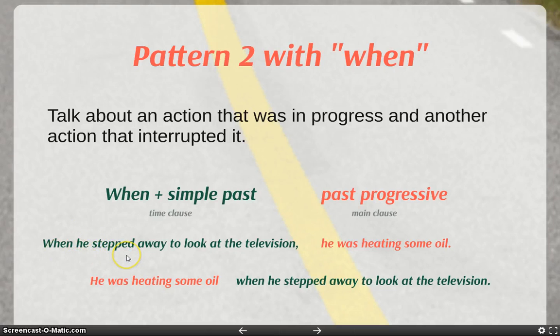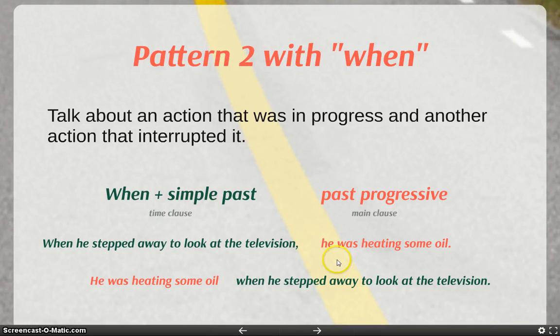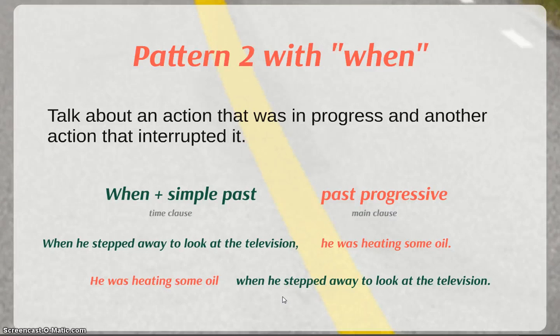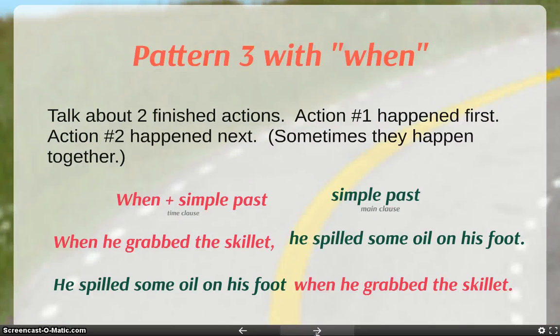When he stepped away to look at the television, he was heating some oil. Which one began first? It's the one in past progressive, because that was continuing and in progress. Here it is with the main clause. He was heating some oil when he stepped away to look at the television. Okay, so the pattern 3 you're going to see next also has when. Let's go to that one, see how it's different.